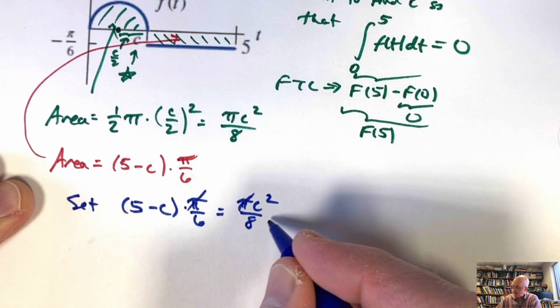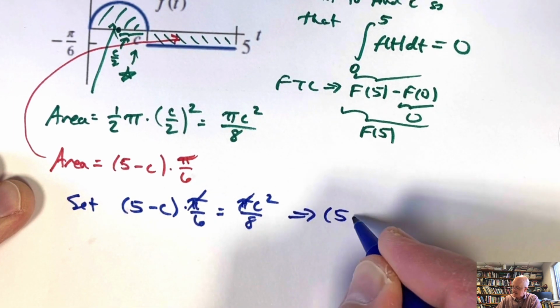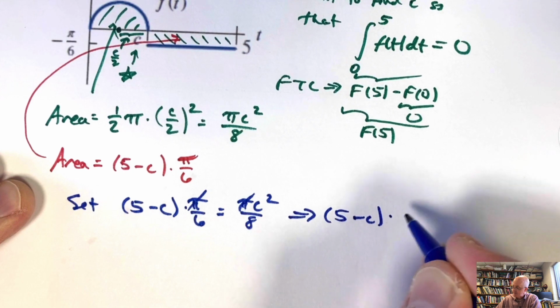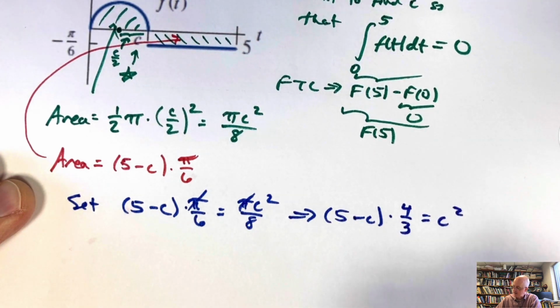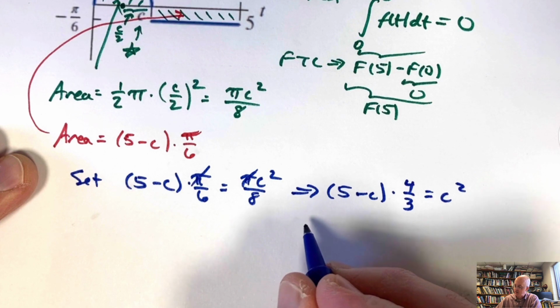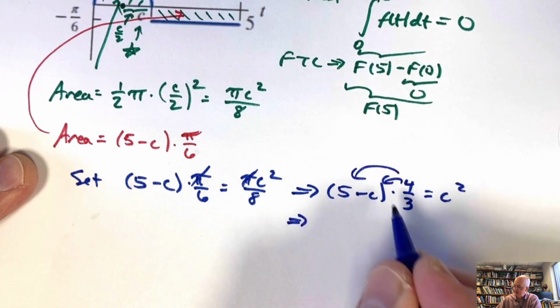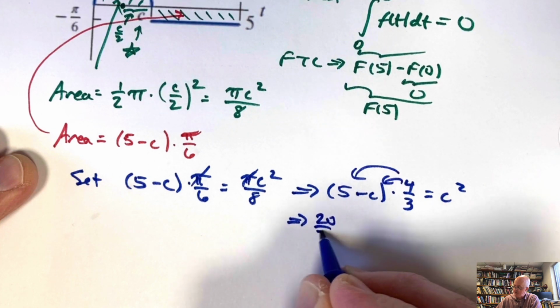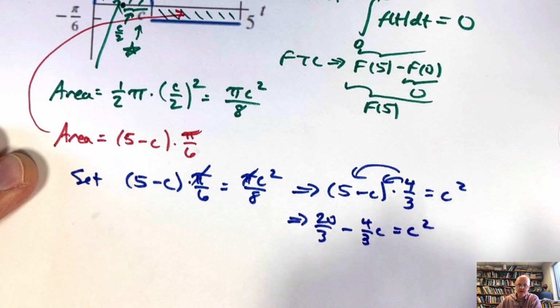And we get c squared over 8 on this side. I can multiply both sides by 8. I can say 5 minus c times 8 over 6, which is 4/3, equals c squared. We've got a quadratic equation in c. Not so simple. I probably need to use the quadratic formula in the end. Let's distribute this through the parentheses. 5 times 4/3 is 20/3. Minus 4/3 c equals c squared.